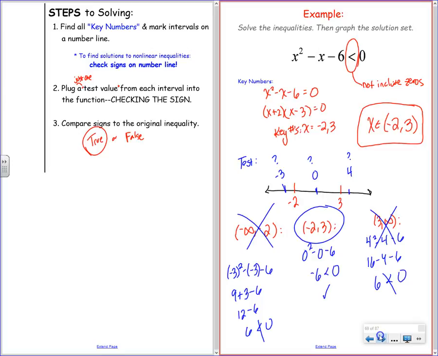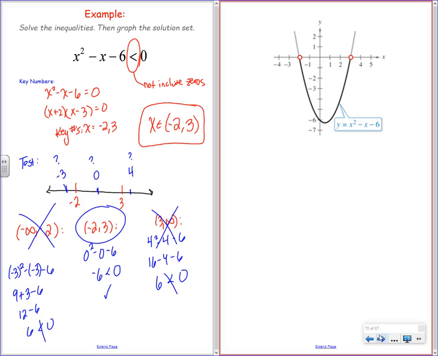So what's going to change? This is just a hint for homework. If you guys want to sketch the graph really quickly, this is the graph of x squared minus x minus 6. What's going on between -2 and 3? Is the graph above or below? The graph is below, because whenever the graph is below, the y's are less than 0. So if you're allowed to use your graphing calculator, you can look at where it's below.